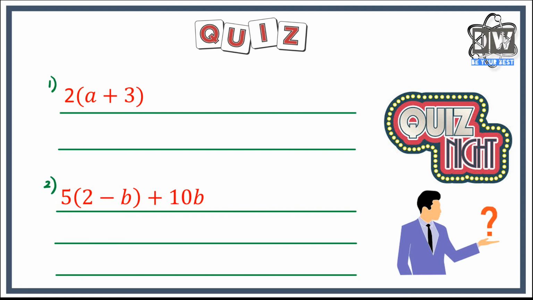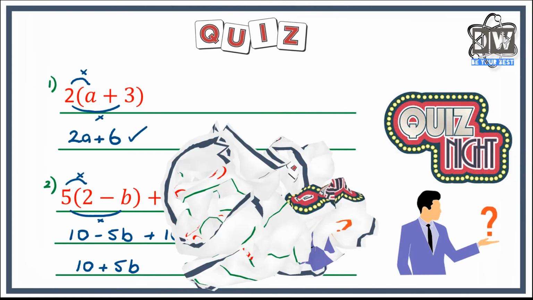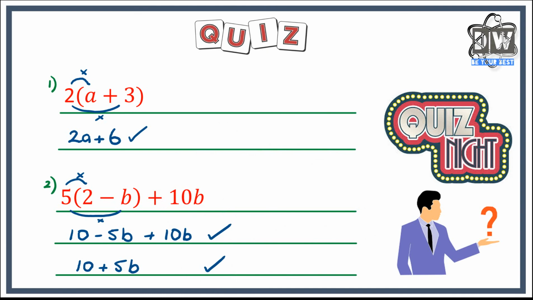Okay, so let's have a look at the answers now. So first up we had 2 times A, 2A. 2 times 3 gives me positive 6. So that one I hope you all got correct. The next one was 5 times 2 is 10. 5 times minus B is minus 5B plus 10B. Well, if we take away 5B from 10B, we end up with 5B. So it's 10 plus 5B.